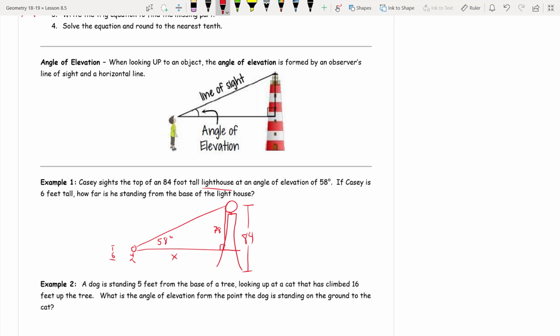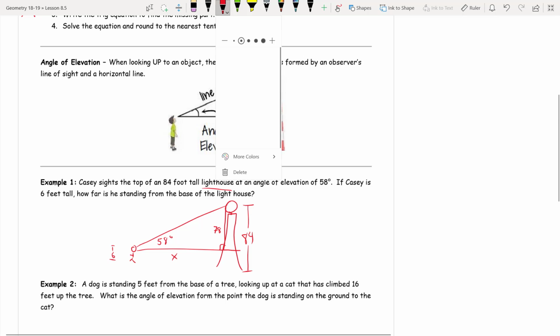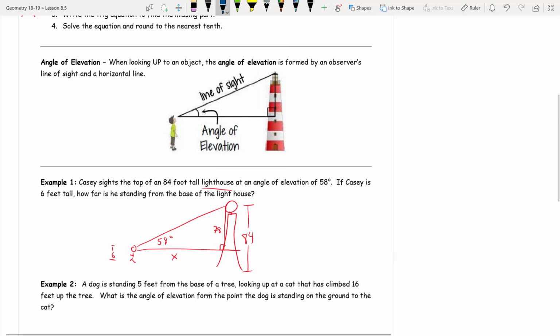Looking at this, I've got the lighthouse. I'll switch colors here so we can see it. The lighthouse is my opposite side, straight across from my angle of elevation. Here's my hypotenuse, and then here's my adjacent side. So I've got information at opposite and adjacent, which tells me I'm going to use tangent. It's going to be the tangent of 58 degrees, and that's going to equal my opposite side 78 over my adjacent side x. And if you remember from our previous video, whenever x is in the denominator, we can just swap these values. It's two steps of algebra, but we know the process, and the process doesn't change here.